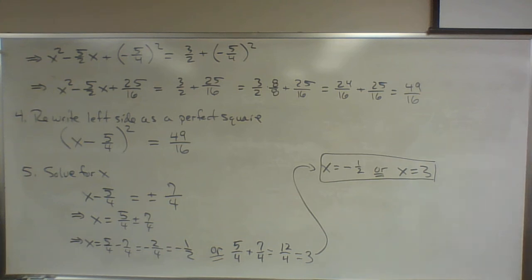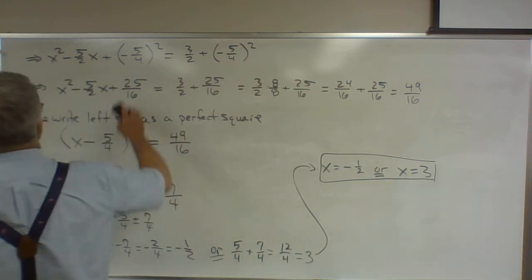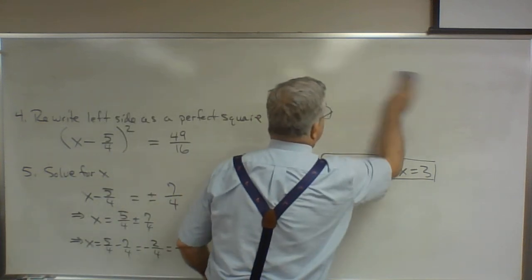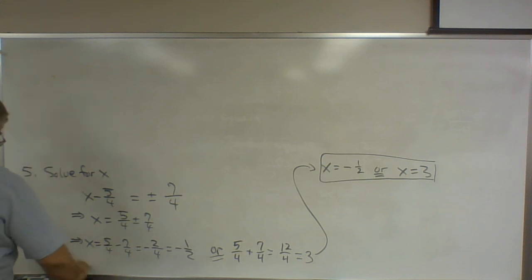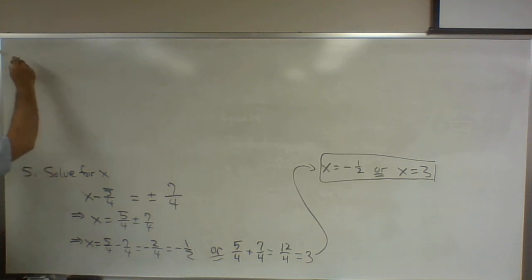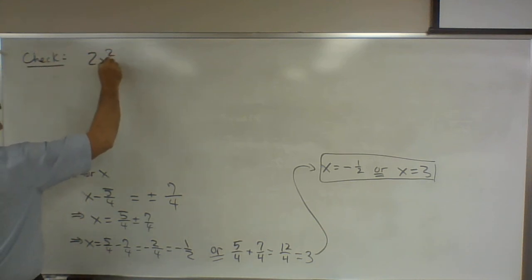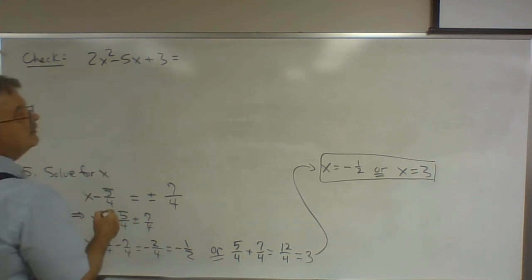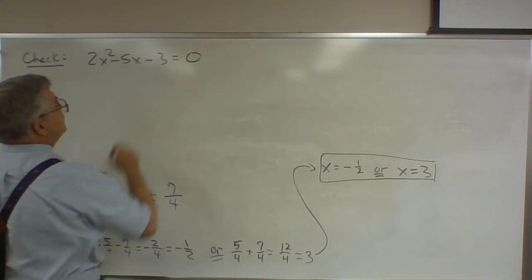Oh, and I guess we're obligated to check our answers. So let's do that. If I'm not mistaken, I think the original equation was 2x squared minus 5x plus 3 equals, let's see, minus 3. Is that right? Minus 3 equals 0.